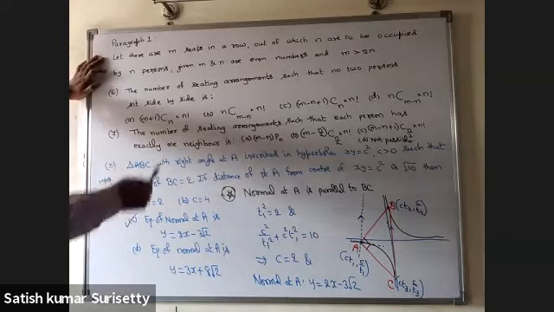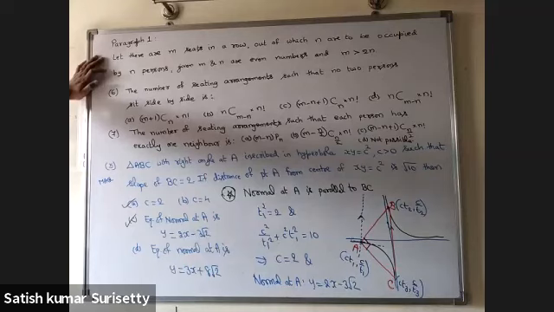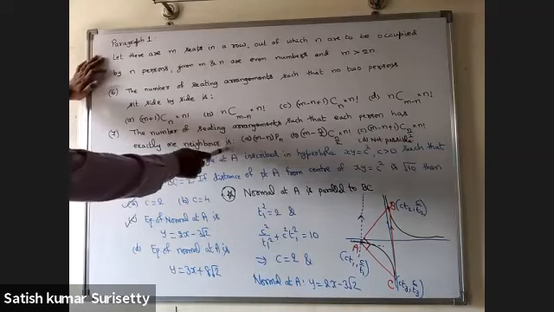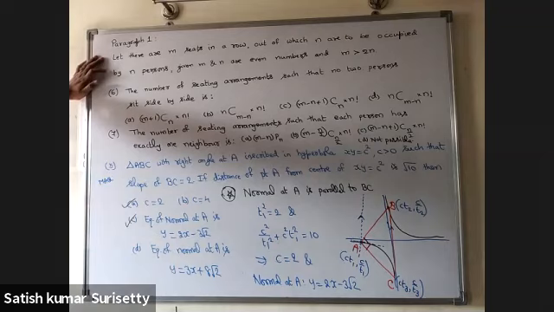Next problem. The number of seating arrangements such that each person has exactly one neighbor is: first option, m minus n P n. Second option, m minus n by 2 C n by 2 into n factorial. Third option, m minus n plus 1 C n by 2 into n factorial. Fourth option, not possible.